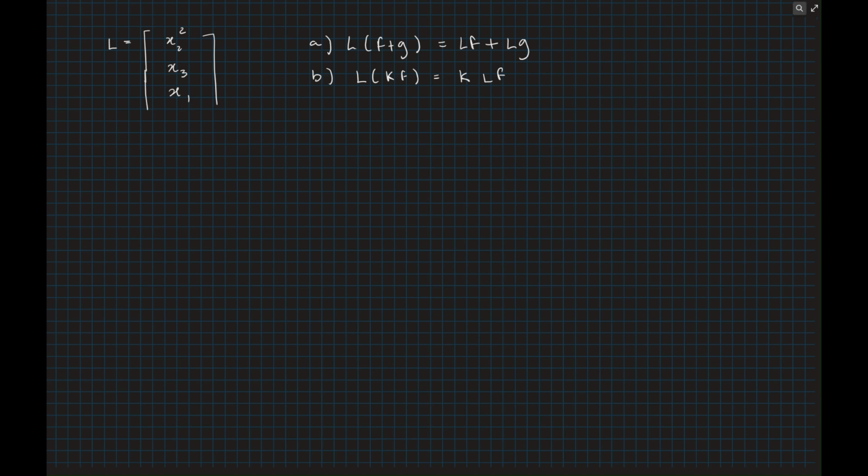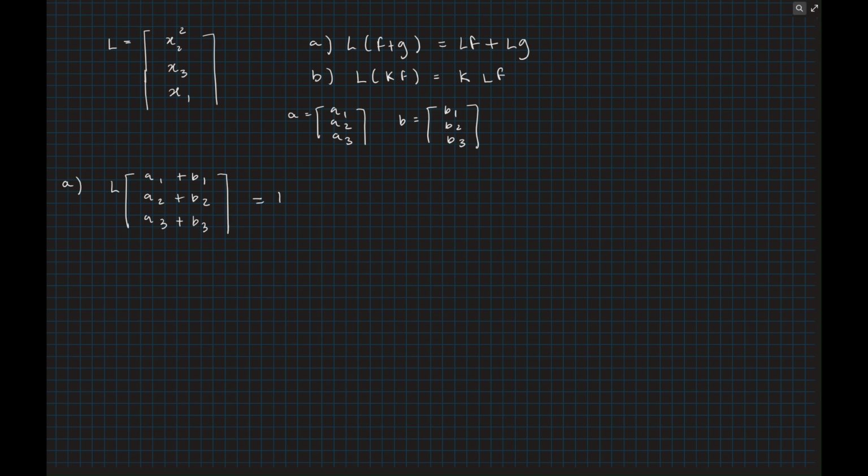Okay, so let's try this out with two different vectors, a and b, where a is equal to (a1, a2, a3), and b is equal to (b1, b2, b3). Let's test out the first condition. We get L of (a1 plus b1, a2 plus b2, a3 plus b3), and we want to check if that's equal to L of (a1, a2, a3) plus L of (b1, b2, b3).